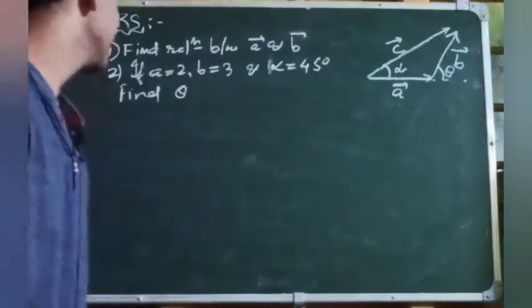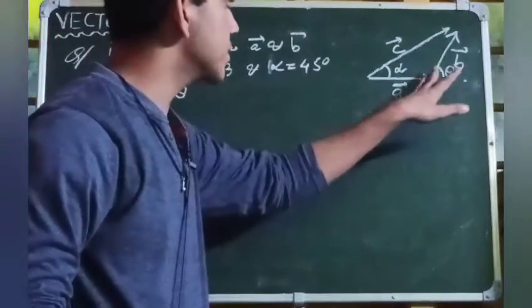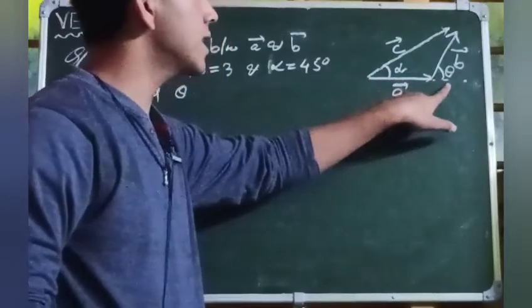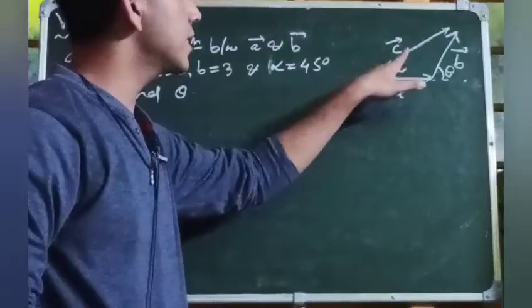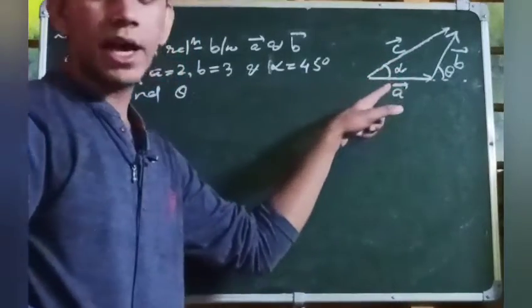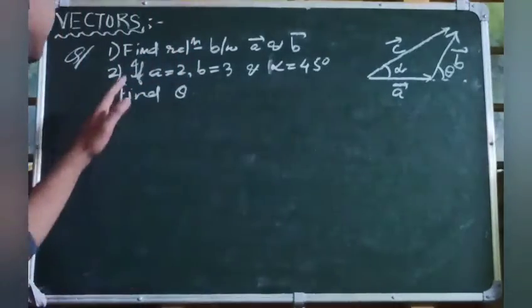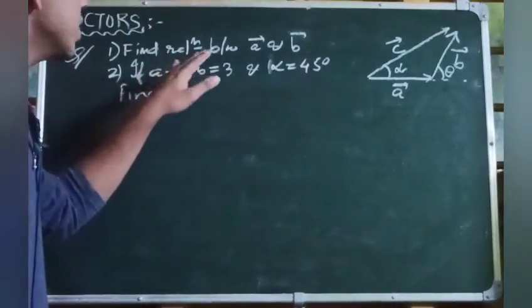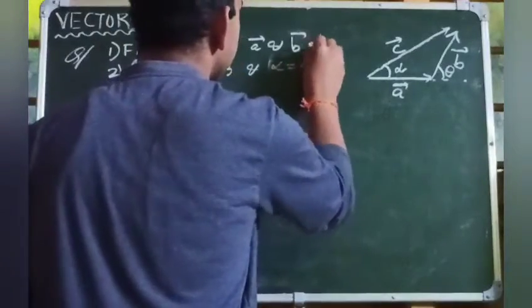Our next question is, we are given this diagram. This is A vector, this is B vector. Theta is basically the angle between A vector and B vector, and C vector is the resultant of A vector and B vector, which is making an angle alpha with the vector A vector. Now, in the first question, we have to find the relation between A vector, B vector and C vector.